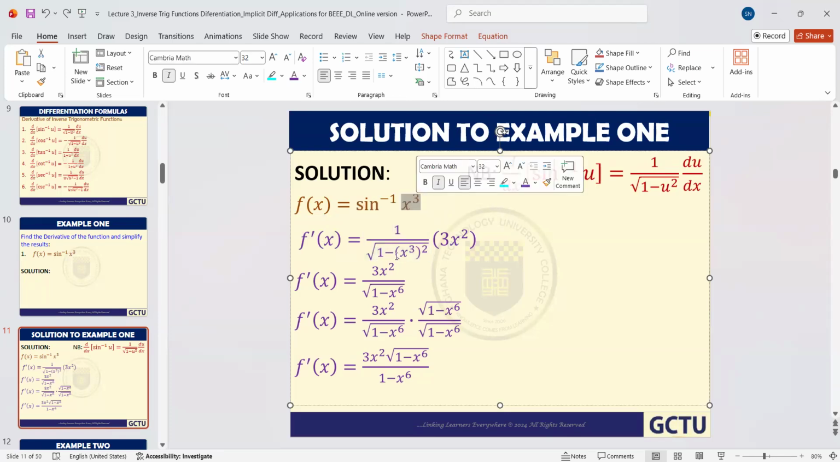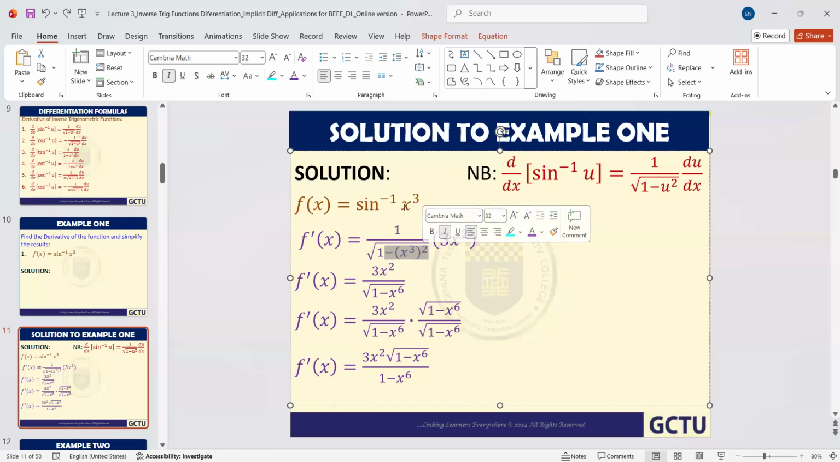U is x cubed, so it becomes 1 minus x cubed all squared. Now, when I differentiate x cubed, I'm going to get 3x squared. So now the numerator becomes 3x squared divided by the square root of 1 minus x to the power 6, because x cubed all squared will give you x to the 6.